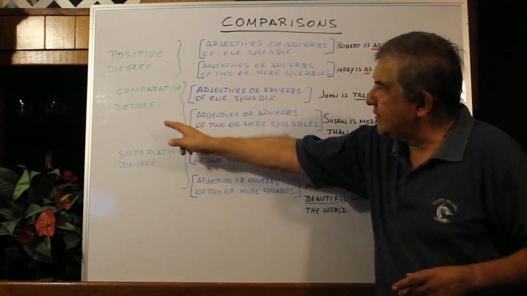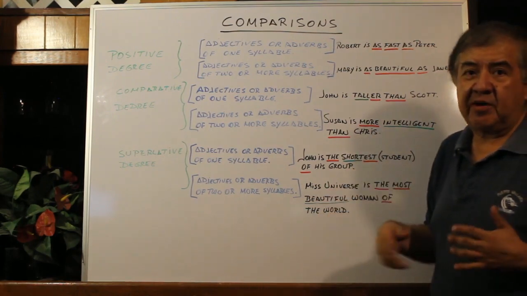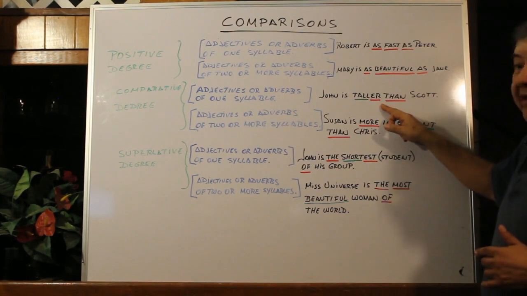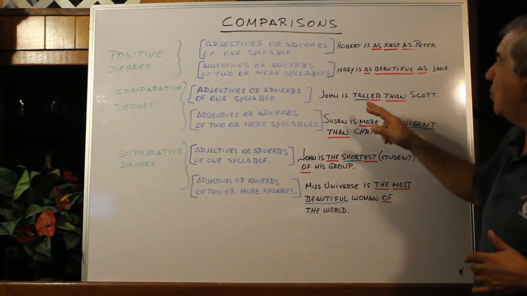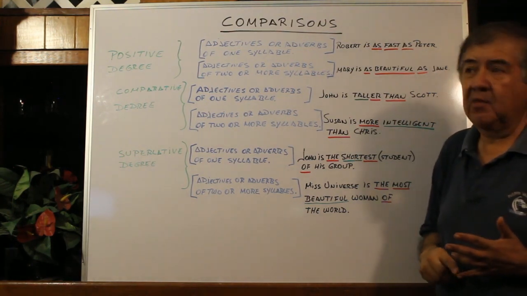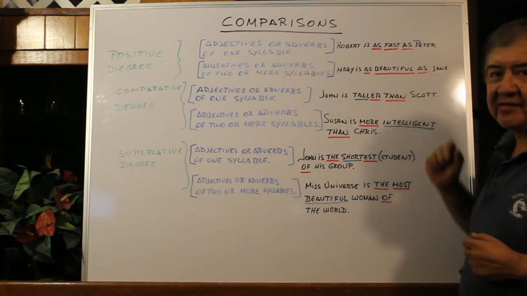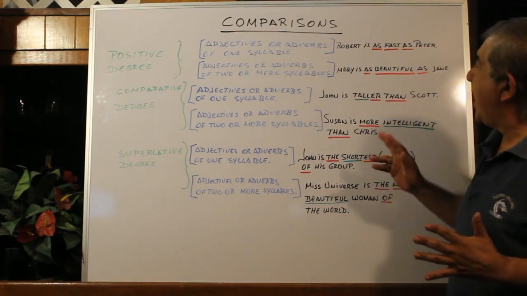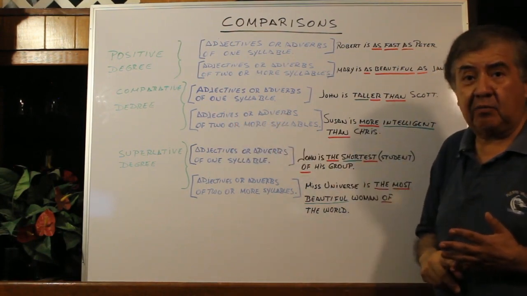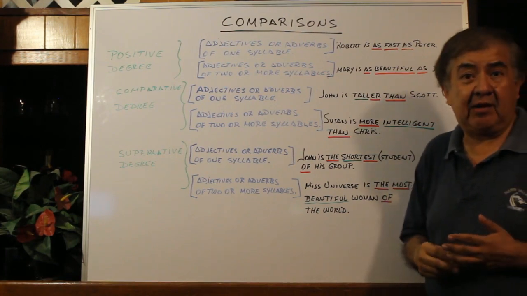But let's see what happens in the comparative degree. When we have an adjective or an adverb of one syllable, we say that we have to use the ER ending and the word than. So we are using in this case, the adjective tall. Tall, one syllable. John is taller than Scott. Okay? And if we have an adjective or an adverb of two or more syllables, here in this case, the adjective intelligent. How many syllables?